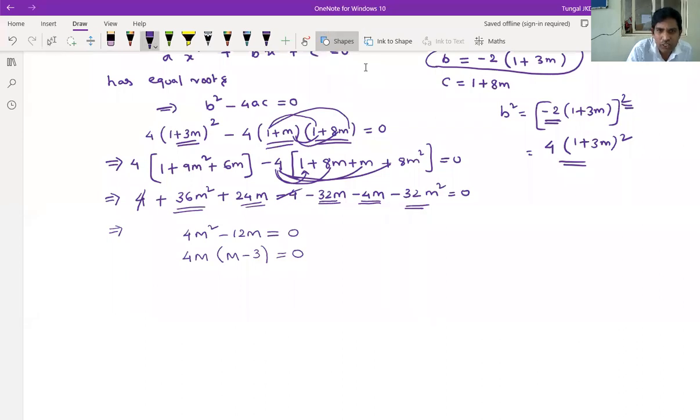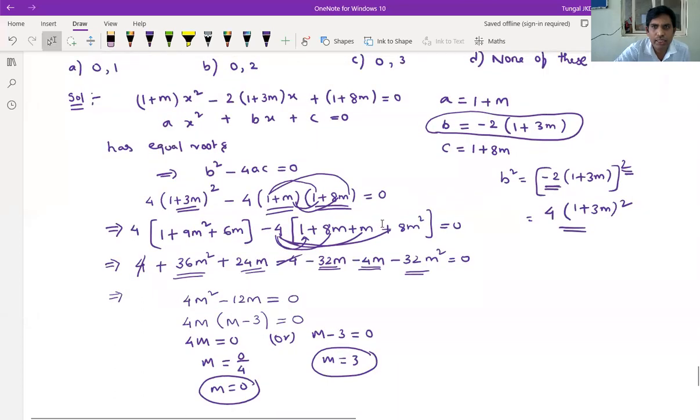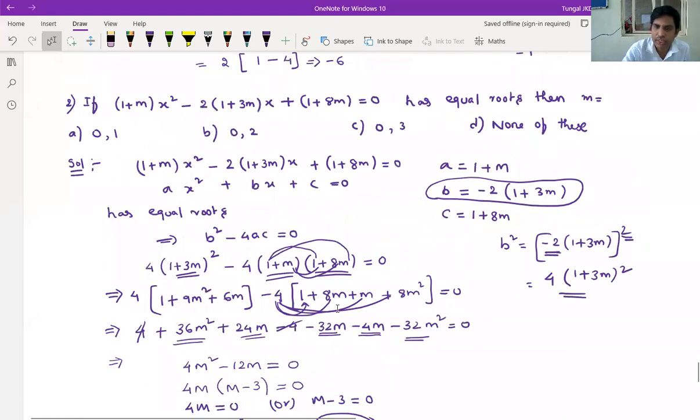So now from this we can write either 4m is equal to 0 or m minus 3 is equal to 0. From this, m is equal to what will we get? 0 by 4, nothing but m value 0. From this, m value, what will we get? Nothing but 3. So therefore m values are nothing but 0 or 3. Come to the question, observe which option is the correct option. Third option is the correct option. Understood everyone?